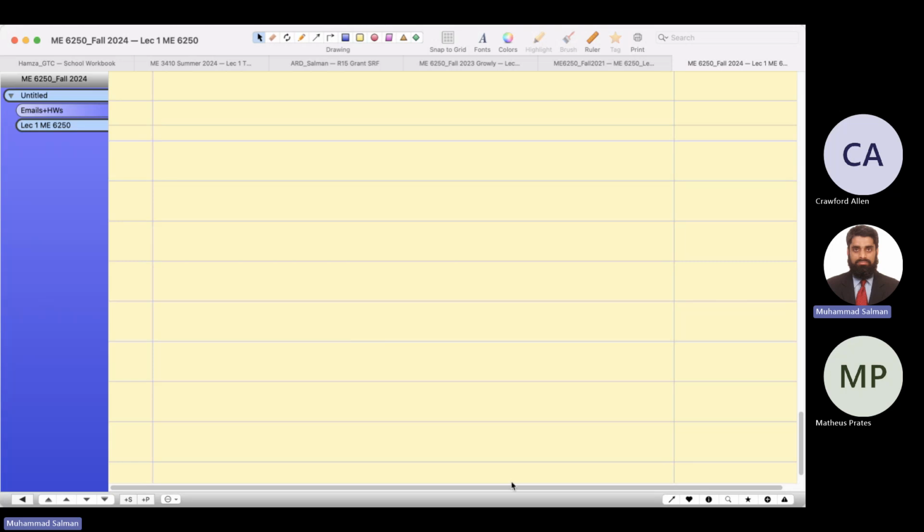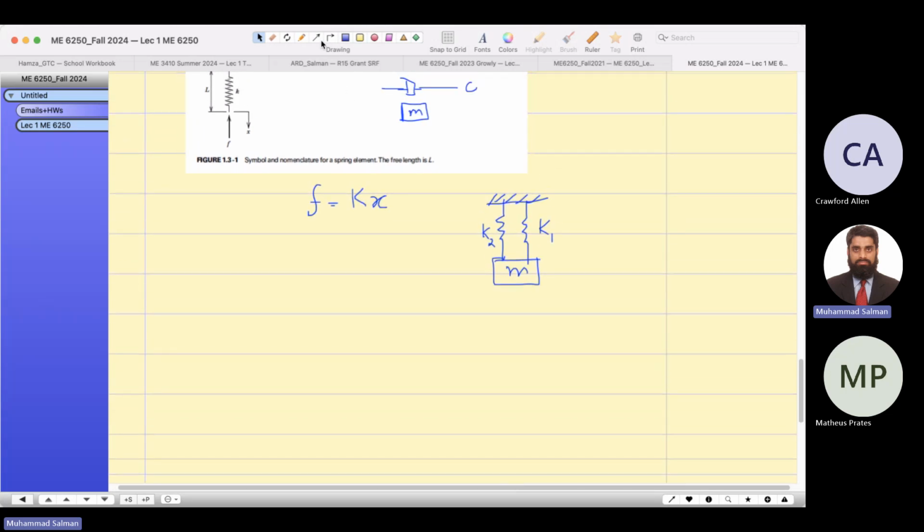So let me show you. If you want to reduce the same diagram into one single diagram, these are the parallel combination. And one thing you will notice is that in the parallel combination, the deflection is the same for both the springs.